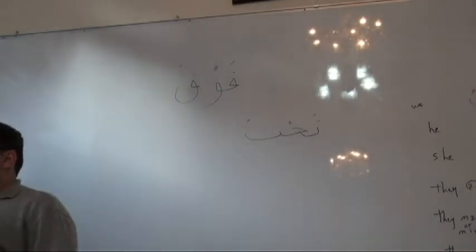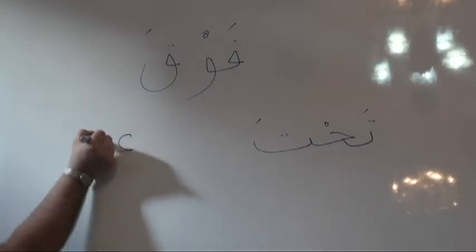Tahta. Tahta means under. This word we learned before. Ala means on. This we learned before.